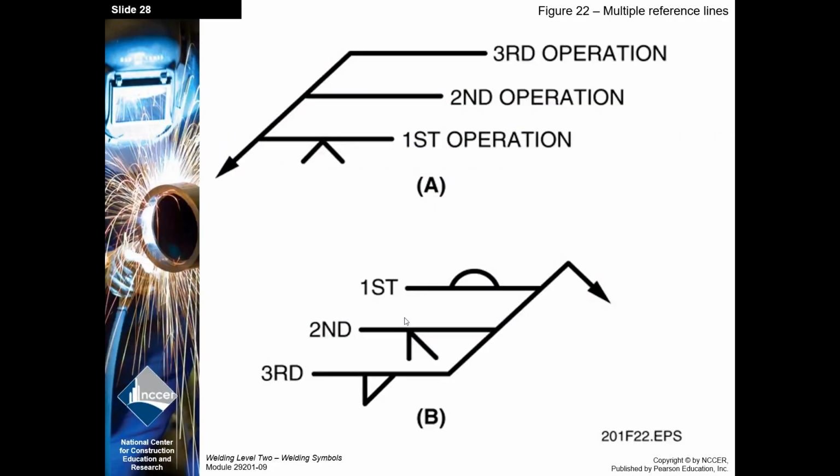All right, order of operation. So you can have multiple arrows, or you can have one arrow that has several reference lines on it, and you always work from the inside of the arrow out. So it doesn't matter if it's pointing down or up. You start at the arrow in the first operation, then the second, and then work your way out.